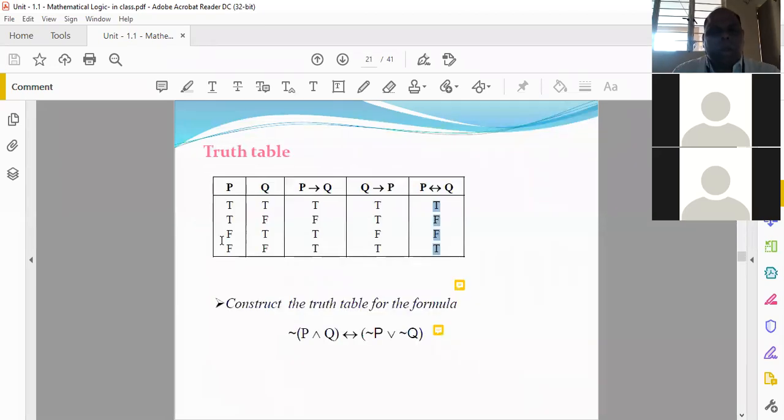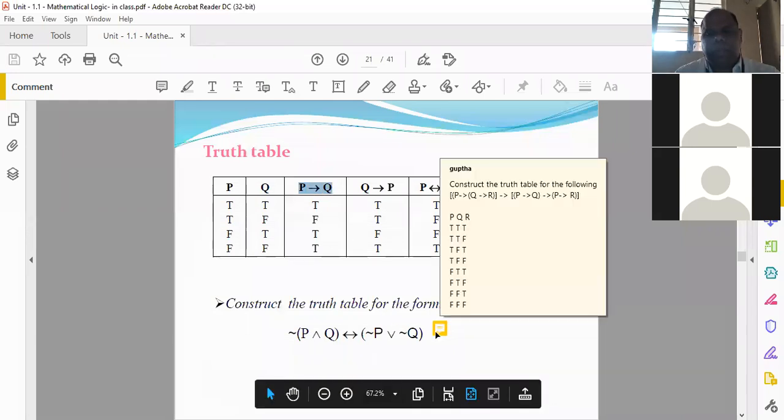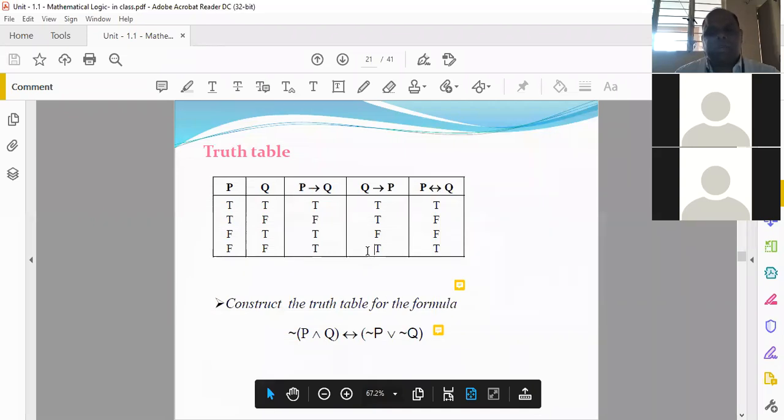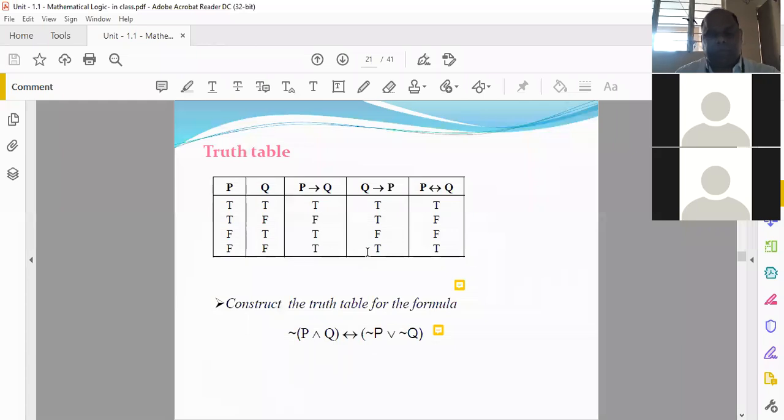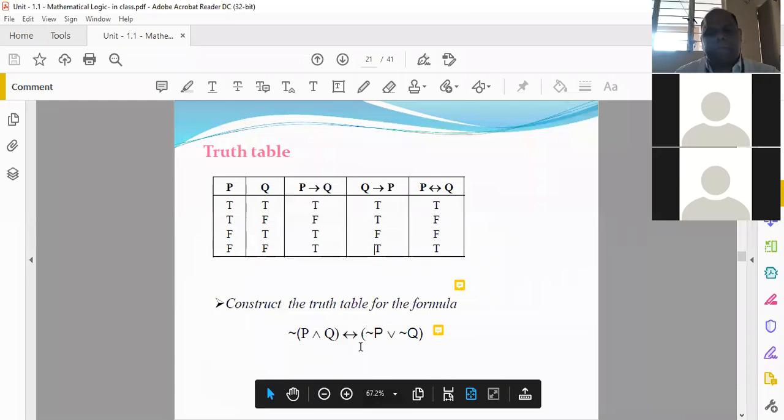Now, how many of you remember what is an equivalent of P implies Q? Anyone, please respond. What is an equivalent of P implies Q? Yes, very good: negation P or Q. Someone already mentioned in the chat box: negation P or Q. Very good answer. So negation P or Q is an equivalent.